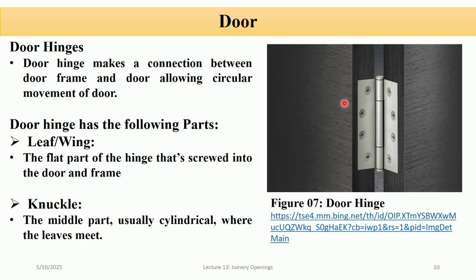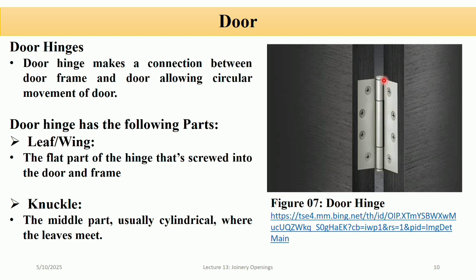One is fixed to the door and the other one is fixed to the frame. Knuckle, also called the barrel. This is the central cylindrical part of the hinge formed by alternating loops from both leaves. It is where the hinge rotates. You can see this is the knuckle.